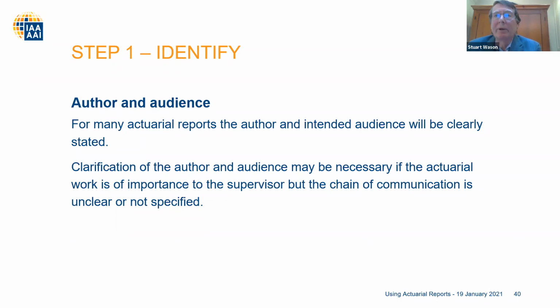Author and audience. For many actuarial reports, the author and the intended audience will be clearly stated. Clarification of the author and audience may be necessary if the actuarial work is of importance to the supervisor, but the chain of communication is unclear or not specified. An example of that might be an internal piece of actuarial work within the insurer that exposes or talks about a key risk. You might be, as a supervisor, you'd want to know, oh, that's interesting, but who actually learned of it? Was it discussed at a higher level within the company? What decisions were made, etc. So that's what this topic is all about. So next slide.